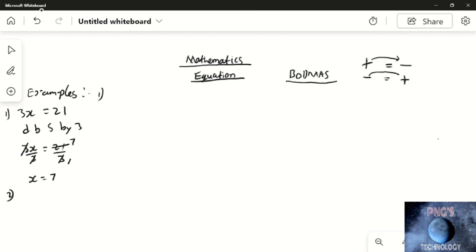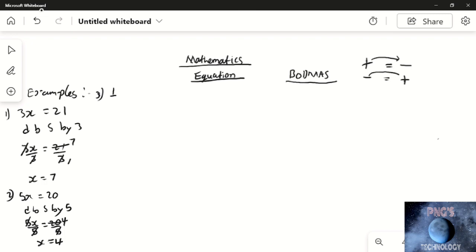So example 2, we're given 5x equals 20. So we divide both sides by the coefficient of x, which is 5 in this case. So that is 5x over 5 equals 20 over 5. So 5 cancels 5. 5 cancels 20 4 times, because 4 times 5 is 20. So we have x equals 4. So let's see example 3.